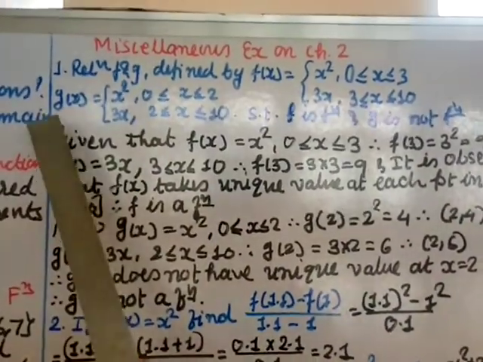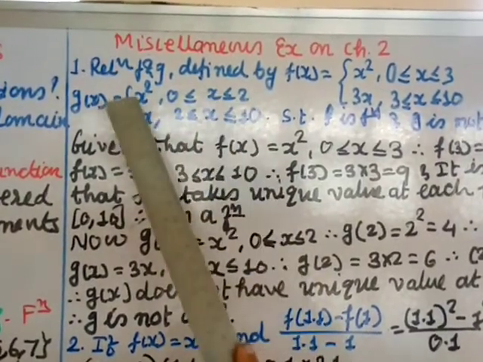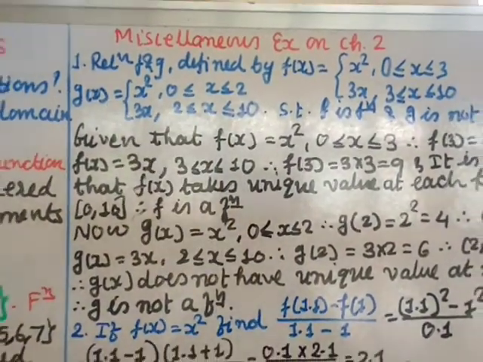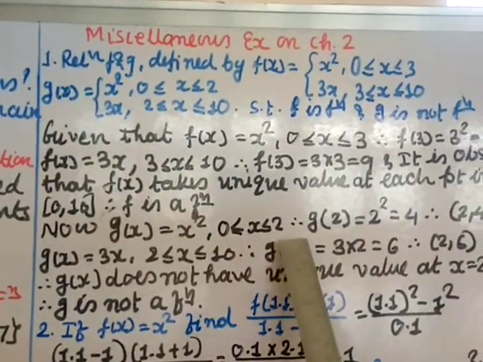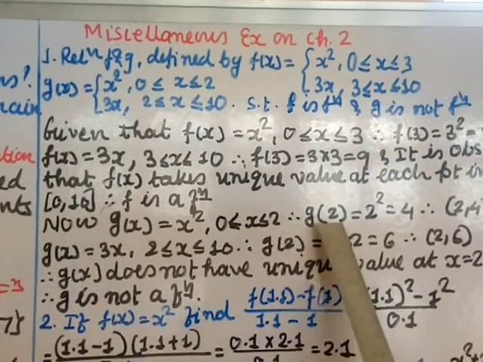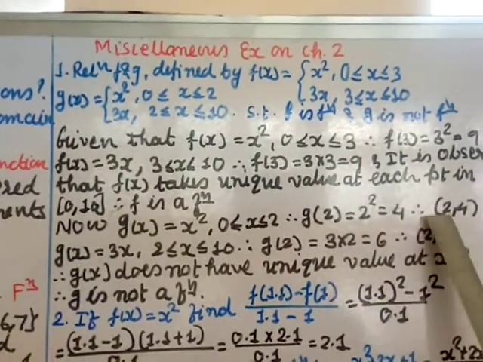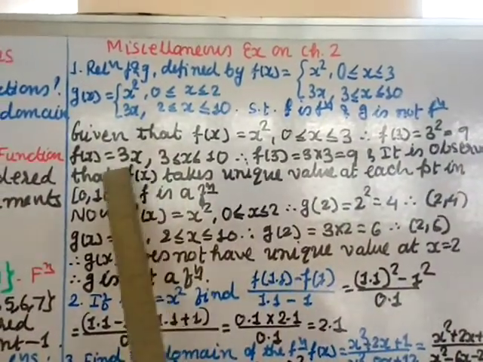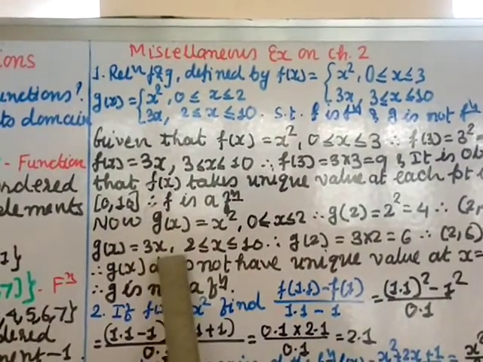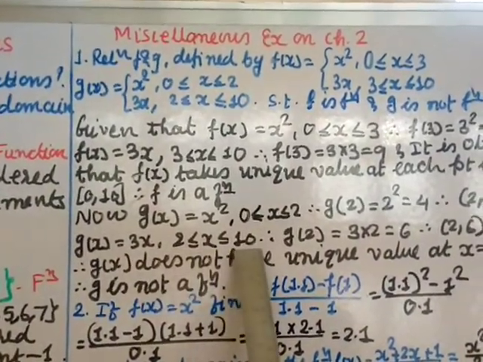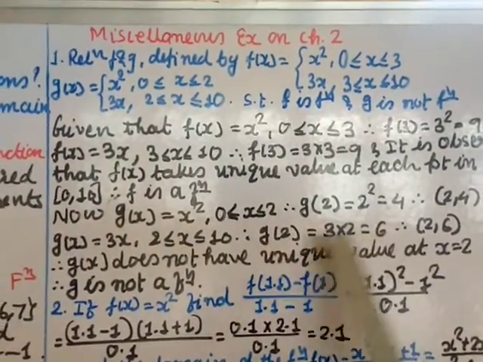Now we shall check similarly for g(x). I'll check for 2. For 2, first I'll use this function and then this function. Now g(x) = x² for 0 ≤ x ≤ 2. So I'll put the value 2 first. So g(2) = 2², which gives you 4. So the ordered pair will be (2, 4). Now let us check for the second function, g(x) = 3x for 2 ≤ x ≤ 10. Put 2 here. So g(2) = 3 into 2, which gives you 6. Now this ordered pair is (2, 6).